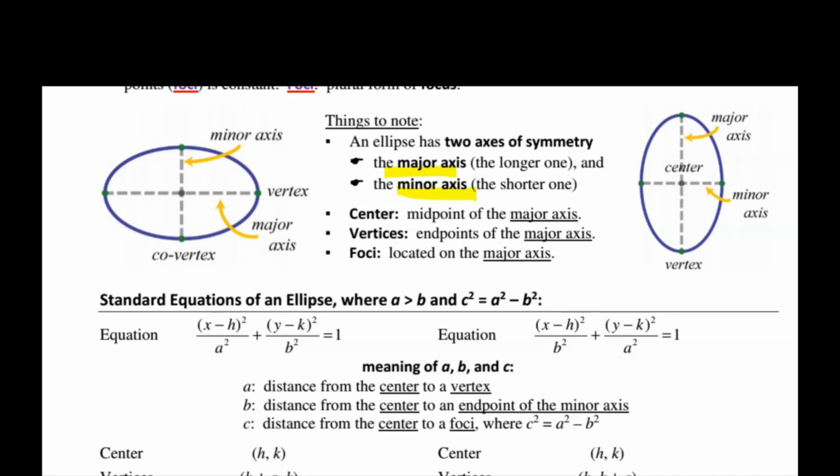Now, what is so special about a? a represents the distance from the center to the vertex. Because for ellipses a is greater than b, whatever variable is associated with a will dictate if we're going to have a vertical or horizontal ellipse. So bear with me. In the equation on the left, a is associated with the x, which reminds me of the x-axis. Because the larger number, remember a is bigger than b, is associated with x, that means we're gonna have a horizontal ellipse.